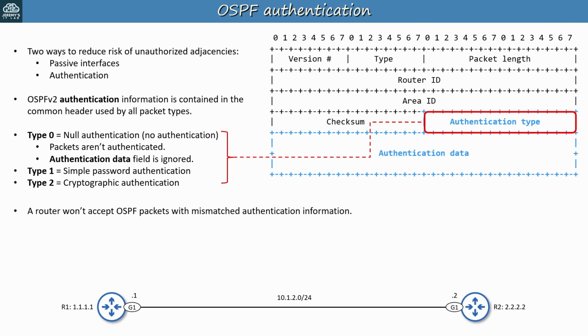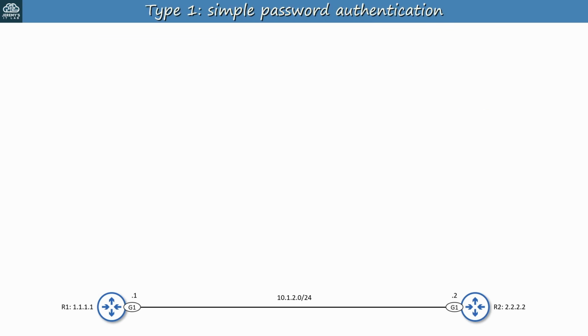Whichever type you use, a router won't accept OSPF packets with mismatched authentication information. So an attacker won't be able to form adjacencies or inject false LSAs into the OSPF domain. With that introduction out of the way, let's look at how type 1 authentication works, and then we'll move on to type 2. First up, type 1 authentication.